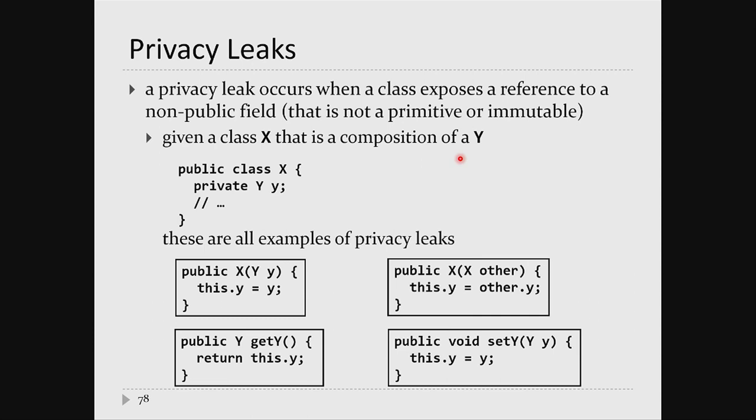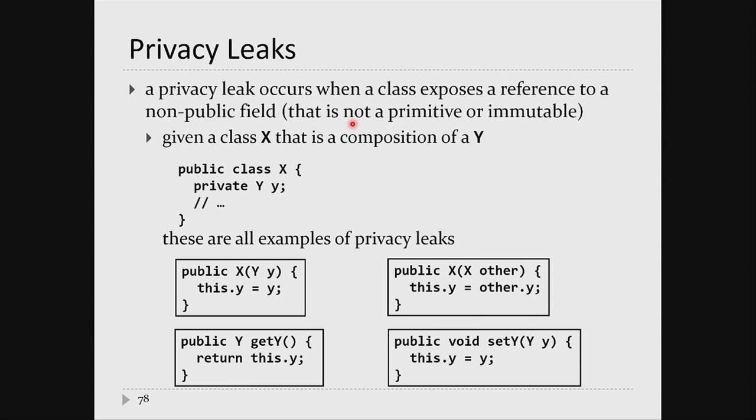Okay, so everything that I've been showing you are all examples of privacy leaks. If you're implementing a composition, you're always worried about leaking a reference to one of your internal objects. If you have primitive fields, you don't care about returning them. You don't make a copy of a primitive field and then return it, because Java returns everything by value anyway. Java takes the value of a primitive field and returns that to the caller. The caller can't do anything to change the internal primitive field of an object.